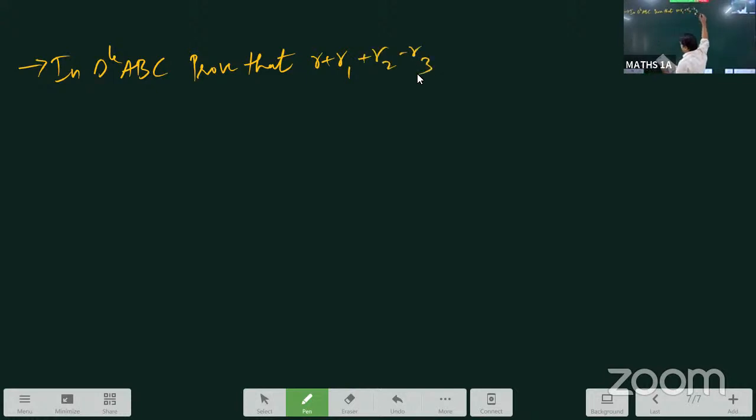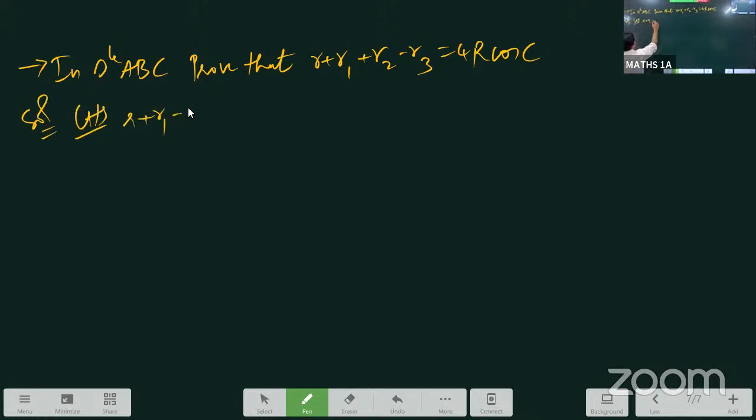In triangle ABC, prove that R plus R1 plus R2 minus R3 is equal to 4R cos C. So take your LHS, R plus R1 plus R2 minus R3. Now R plus R1, you take it R plus R1 first.